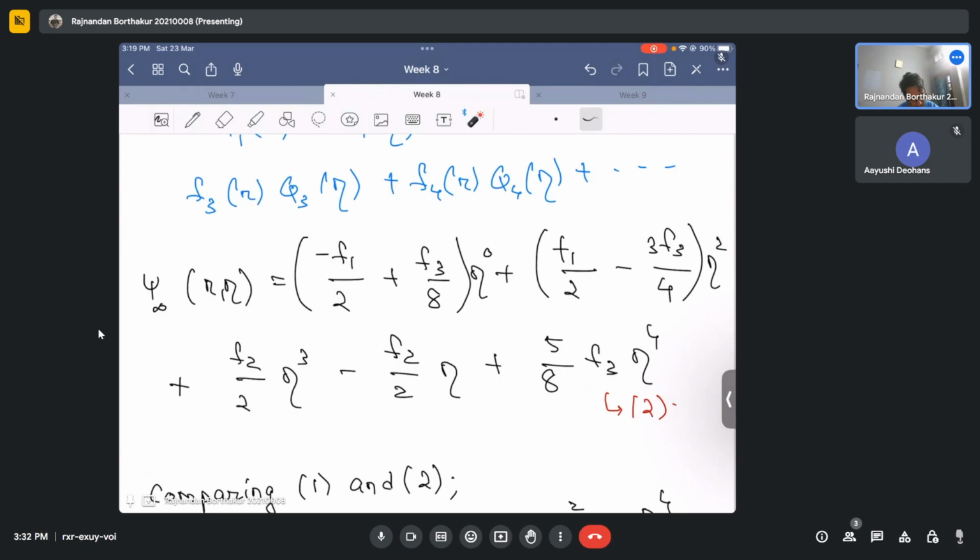Which means this term would basically come out to be 0, and this also means that this term will also be 0. So all we need is to solve three equations embedded in the terms of eta power 0, eta squared, and eta power 4, in terms of f1, f3, and so how many equations do we have basically? Hold on.